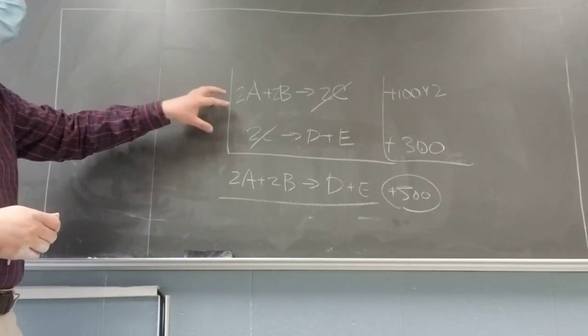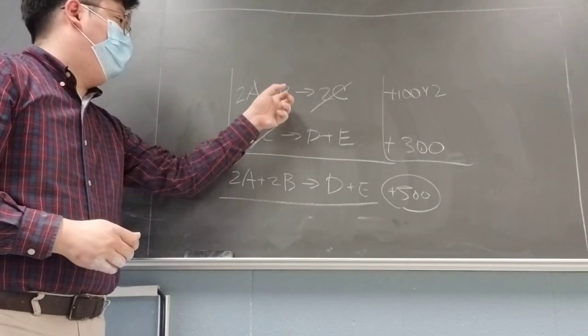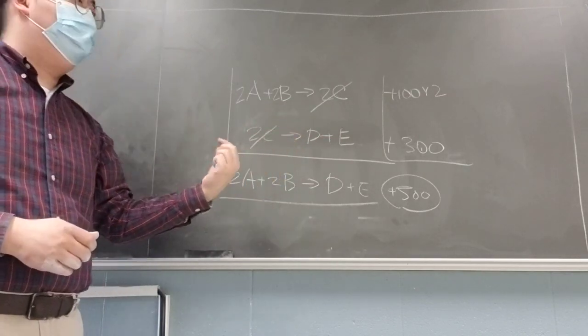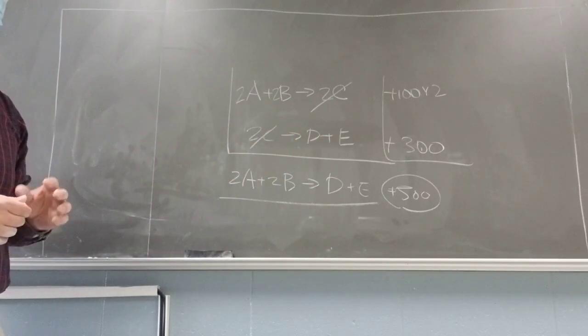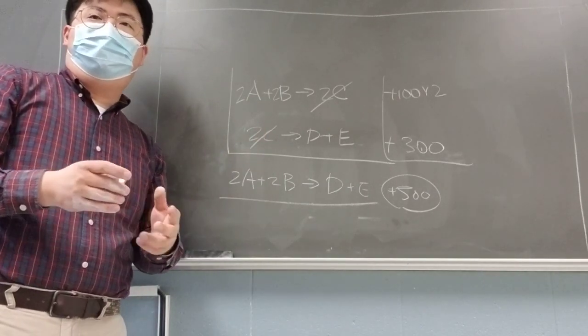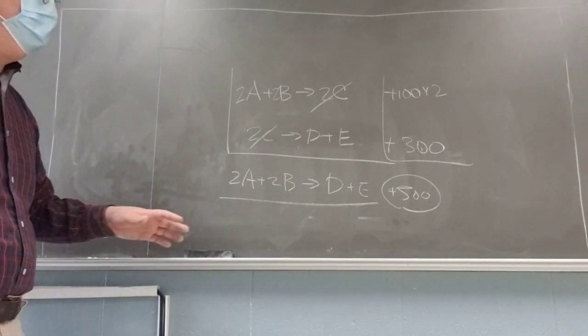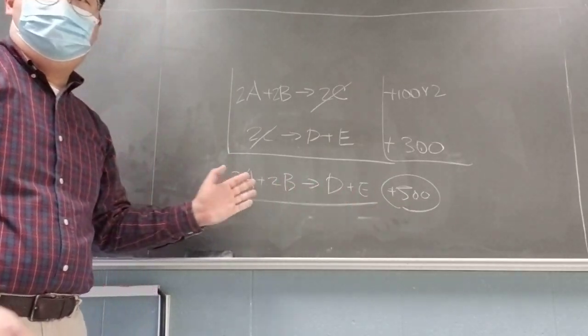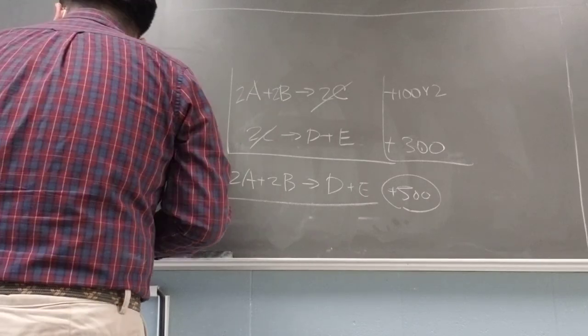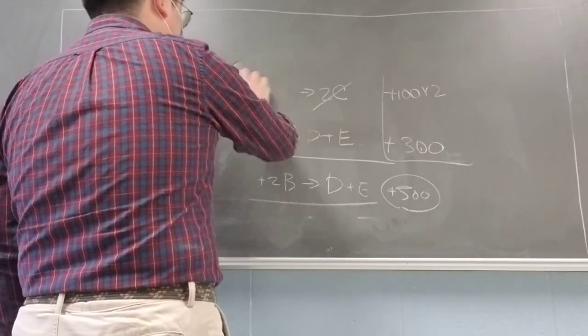It could be different if you try to eliminate by actually making half of this one and flip it. That's okay too. But the thing is, you know how to use the 3 rules in Hess's law. You can make the enthalpy change for any specific final equations. Okay. All right, so let's try to do a practical one.